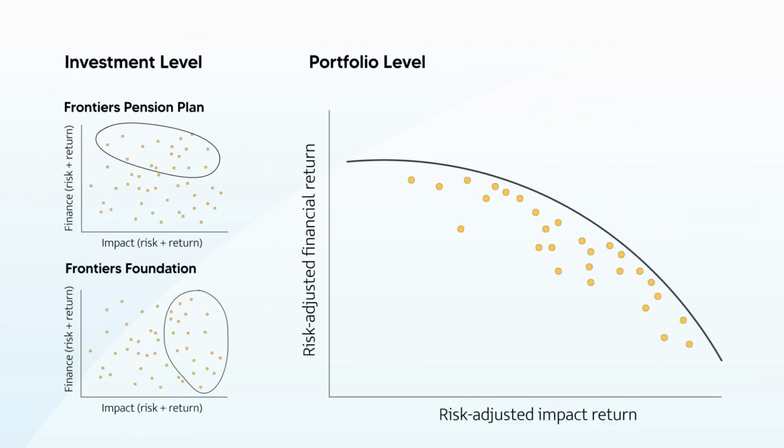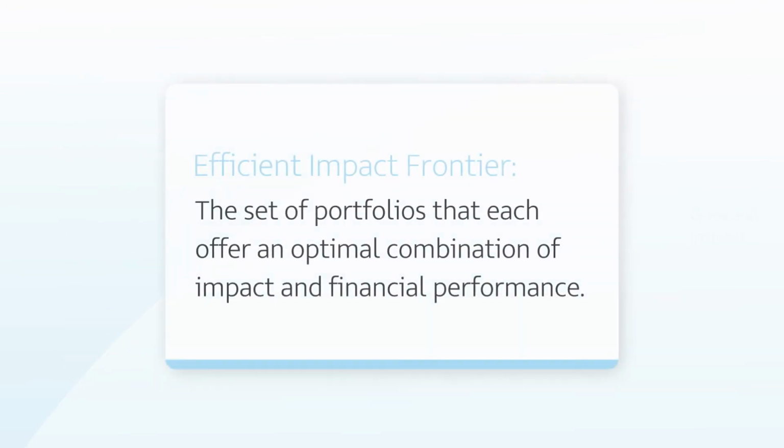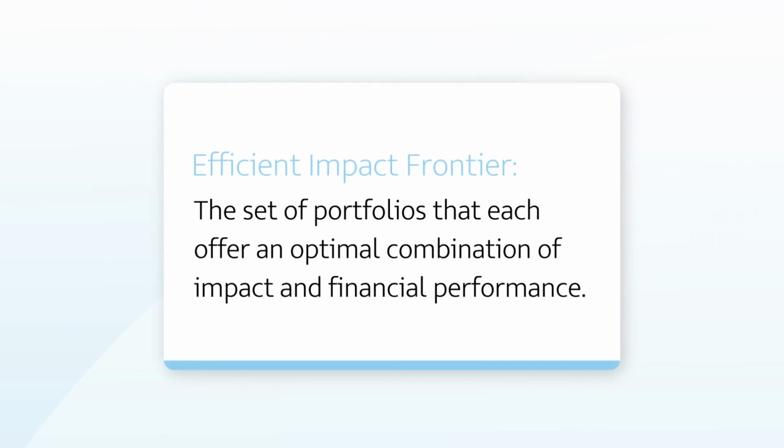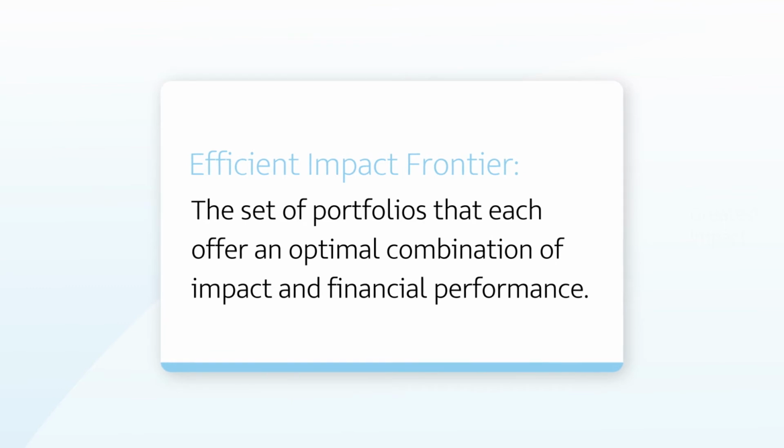This slide bridges the investment level and the portfolio level. It shows how Frontier's pension plan's choices of individual investments translate into its portfolio on the efficient impact frontier, and how Frontier's Foundation's different choices of individual investments translate into a different portfolio that is also on the efficient impact frontier. And that's what the efficient impact frontier is. Just a set of portfolios that each offer an optimal combination of impact and financial performance.